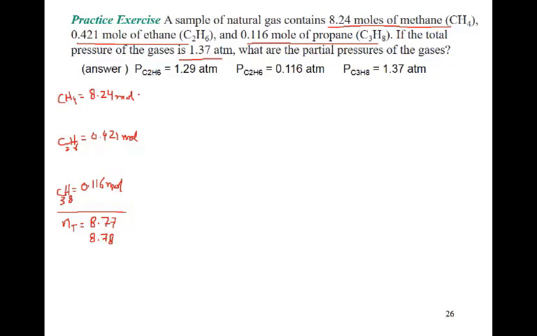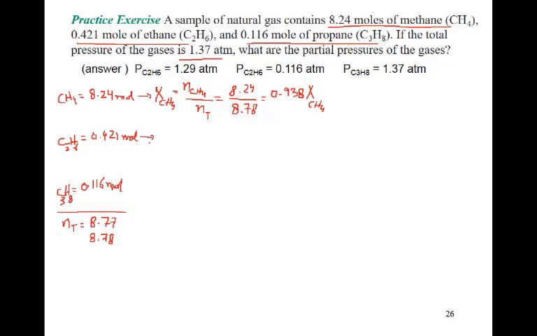Okay, now we change these moles into mole fraction. The mole fraction of methane CH4 is equal to the number of moles of CH4 divided by the total number of moles, that is 8.24 divided by 8.78, and that is equal to 0.938. This is called the mole fraction of CH4, methane.